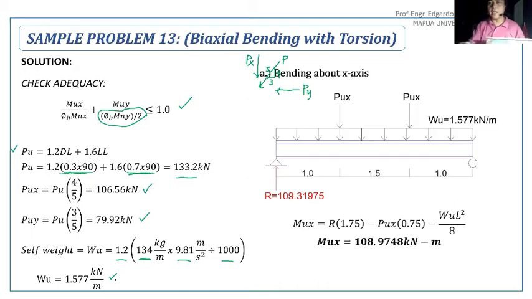Okay, so ganyan yung magiging beam natin. So meron tayong self-weight. Tapos meron tayong P sub ux tsaka P sub ux din dito. So yan yung considering bending about X.